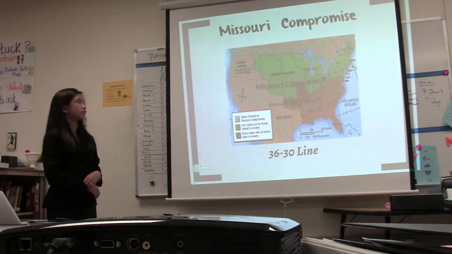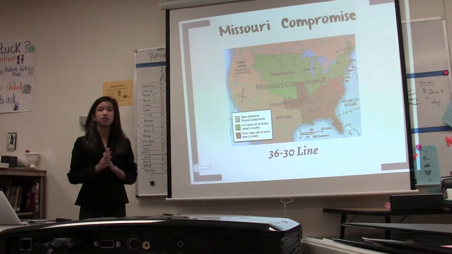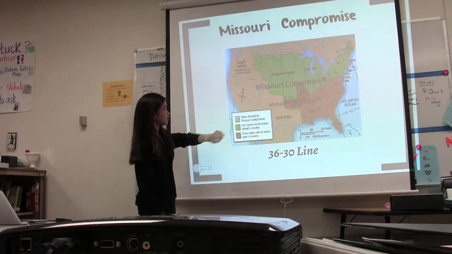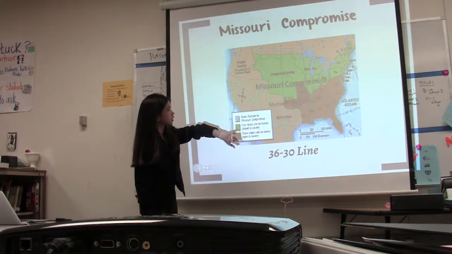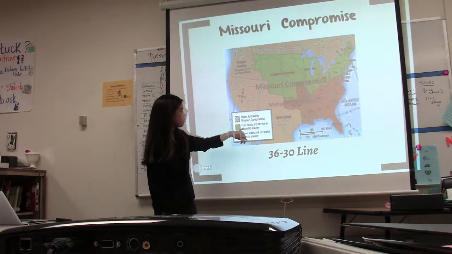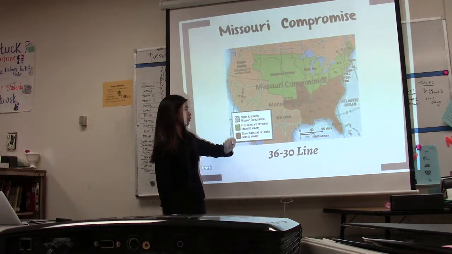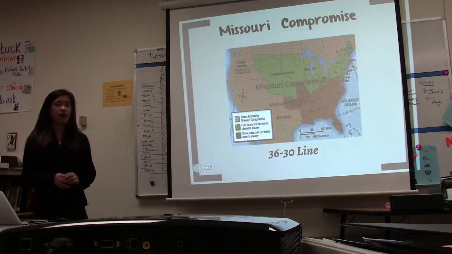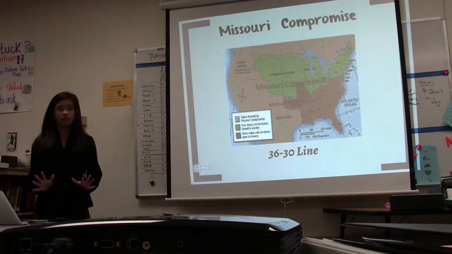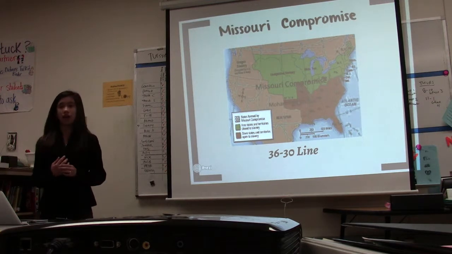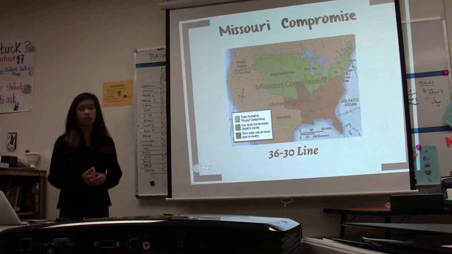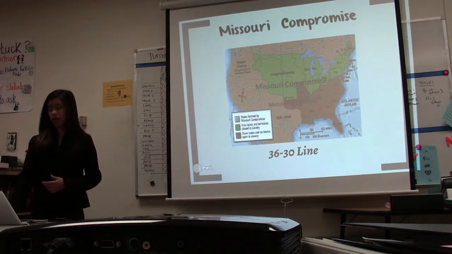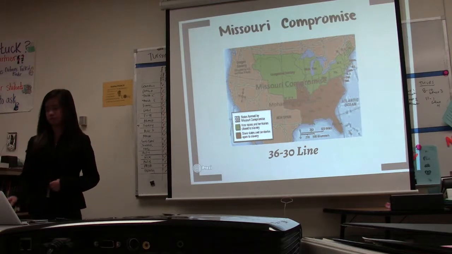The Missouri Compromise is this. This is an example. It's blurry, but the states formed by the Missouri Compromise are this part right here. Free states are this, and slave states are this. It is divided, so the North has no slaves. Meanwhile, the South has legalized slavery. It is divided by the 36°30' line, and it was made by Henry Clay.